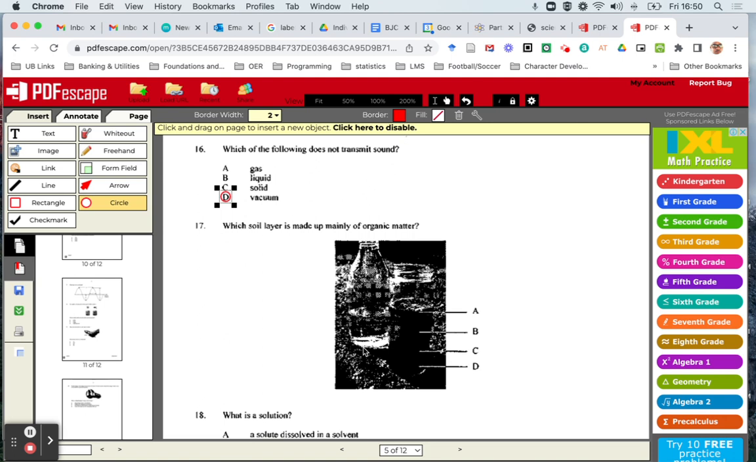Which soil layer is made up primarily of organic matter? And organic matter is found the closest to the top of the soil. So it's going to be A.